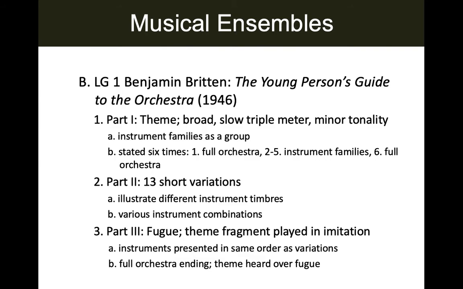So with Benjamin Britten's Young Person's Guide to the Orchestra, you have the theme, which has a broad, slow meter. Then it kind of breaks it up into all of the different instrument families. And then it ends with a big, giant fugue, which is a fragmented type of music, kind of like a round.